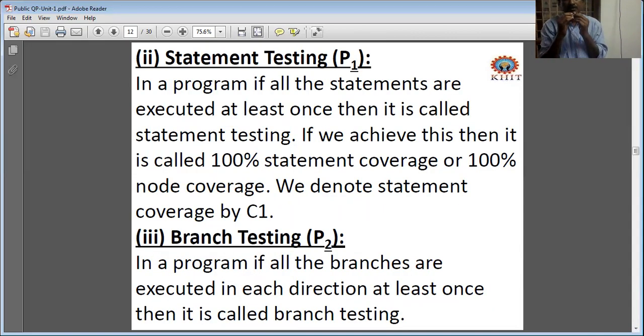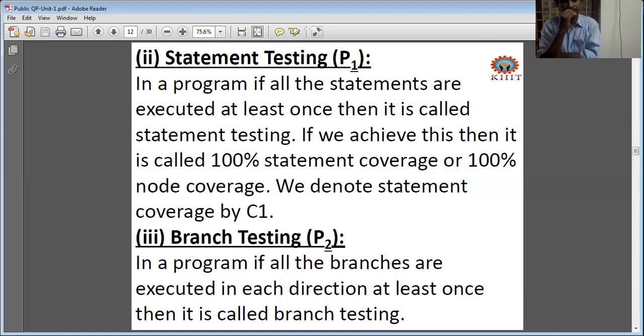In a program, if all the statements are executed at least once, then it is called statement testing. If we achieve this, then it is called 100% statement coverage or 100% node coverage. We denote statement coverage as C1.